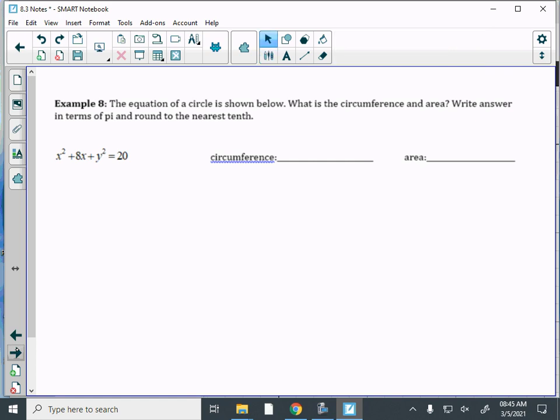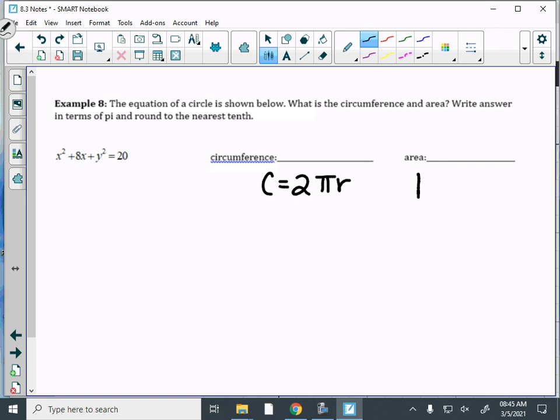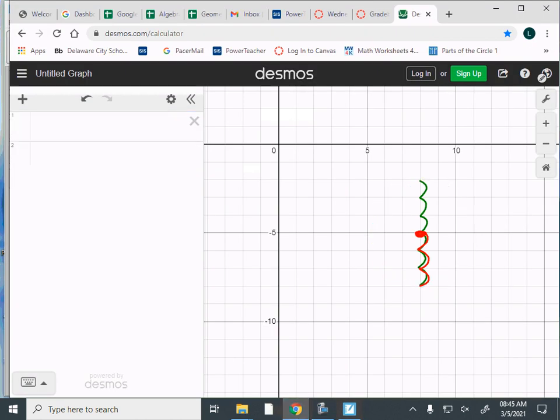The next example, we want to find the circumference and the area of this circle. Well, the formula for circumference is 2 pi r, and the formula for area is pi r squared. For both equations, what part of the circle do we need? The radius. Exactly what we've been doing. Type this into Desmos. Sometimes the equations are really long, sometimes they're really short. Right? So go to Desmos. Plug it in.